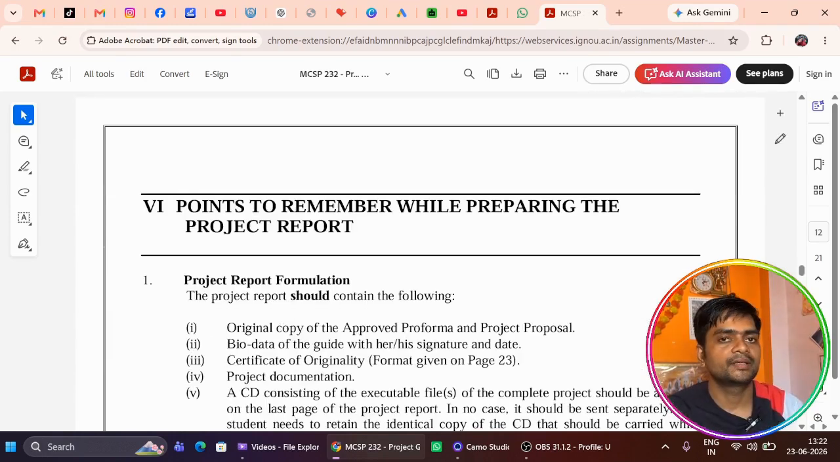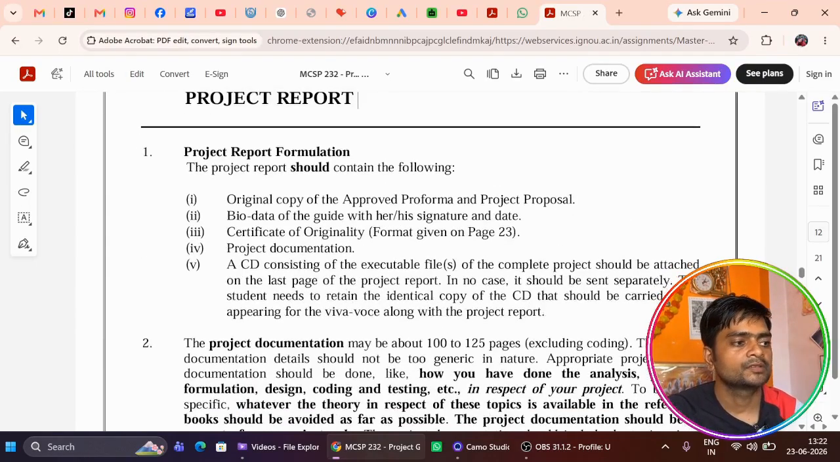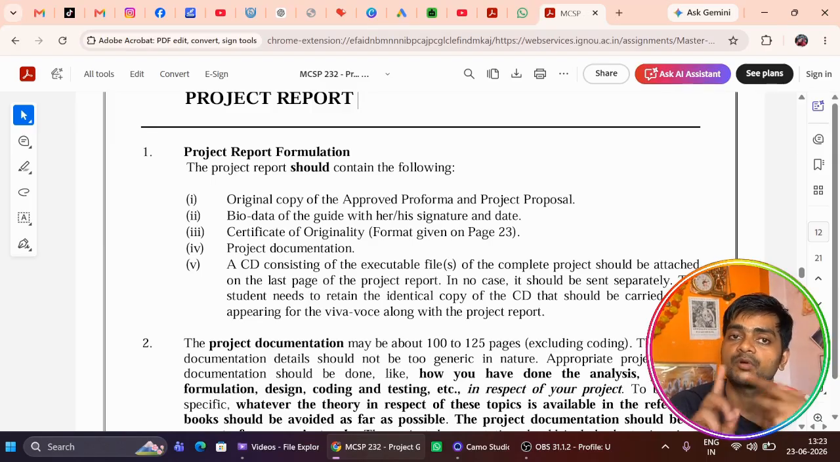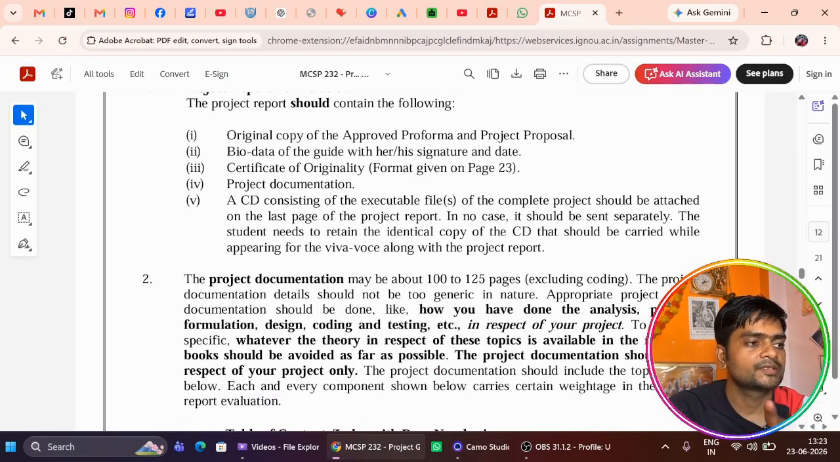Now the next important thing is points to remember while preparing the project report. So what things you have to include in your project report are the original copy of the approved proposal pro forma and a proper project proposal. The project proposal you had made, you have to mention that in the project report as well with the project proposal pro forma. So the project proposal pro forma plus your project proposal you have to attach with your project report. Then you have to mention the biodata of the guide as you did earlier in the project proposal.